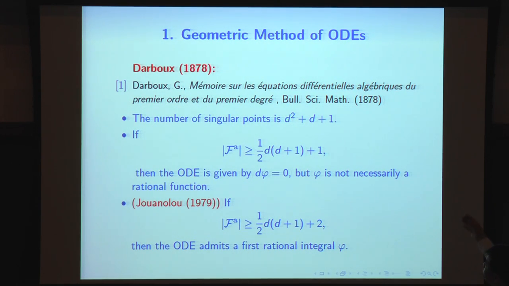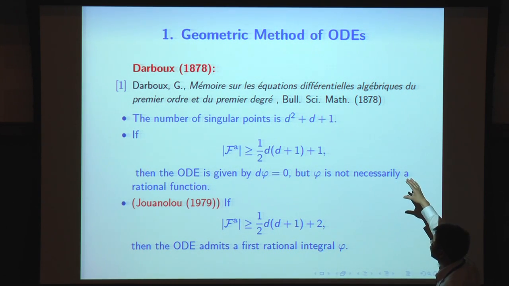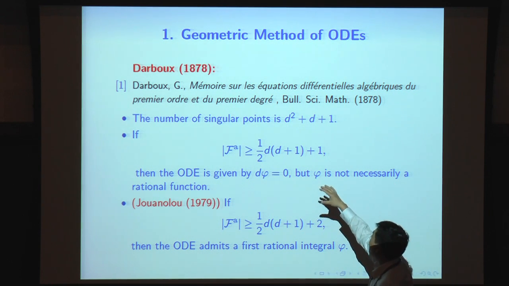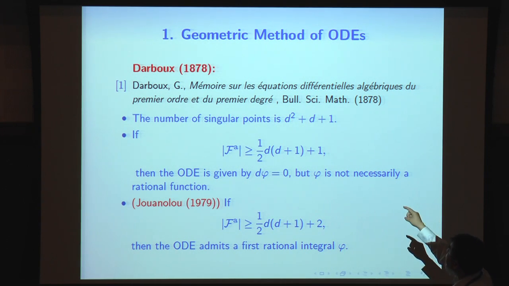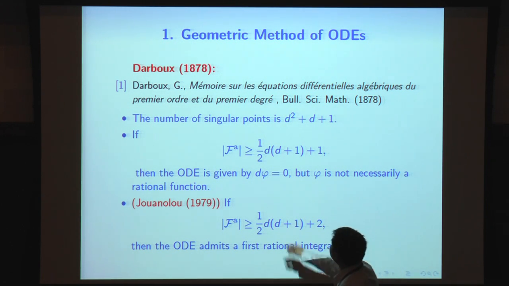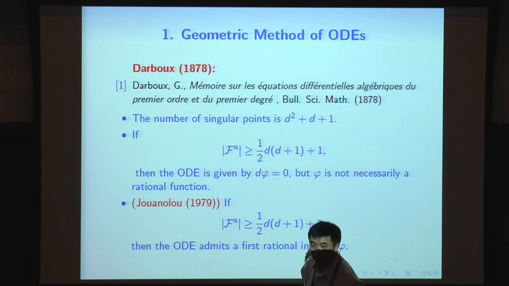Okay, what is Darboux's result? In this paper, this is a very well-known paper, Darboux's result is that he computed the number of singular points is equal to this one. And in this count, the multiplicity is considered. So if there are at least this number of algebraic solutions, it is a number of singular points. It only depends on the degree of the polynomial.